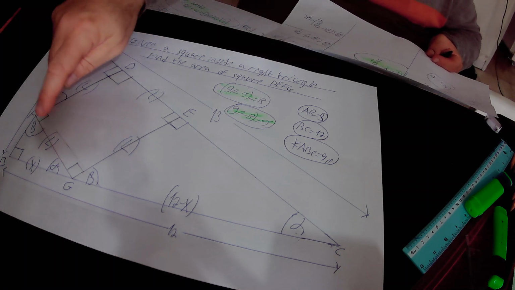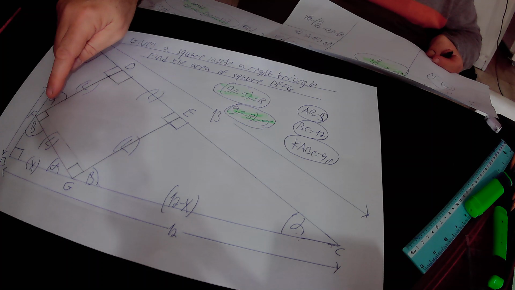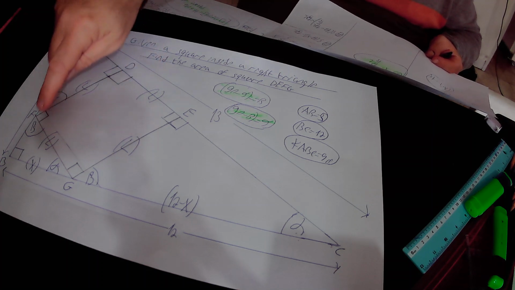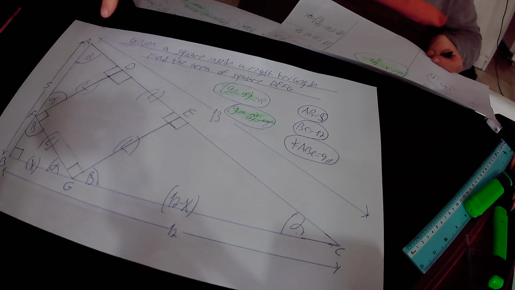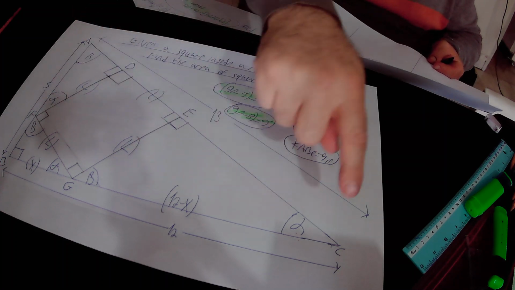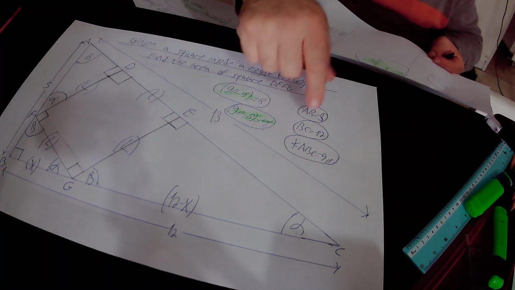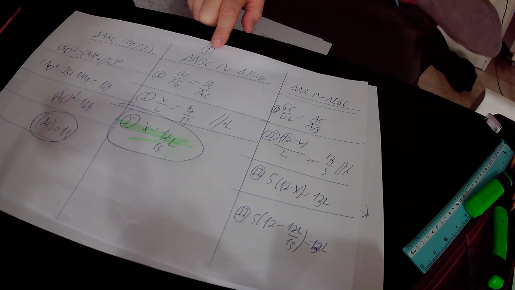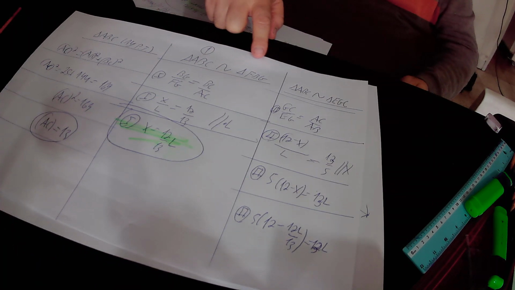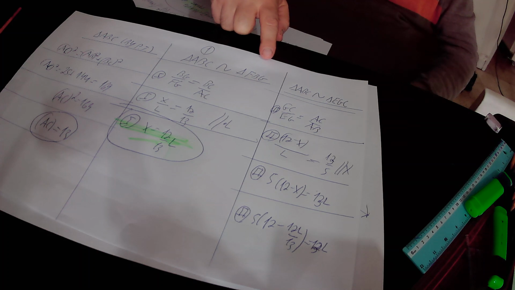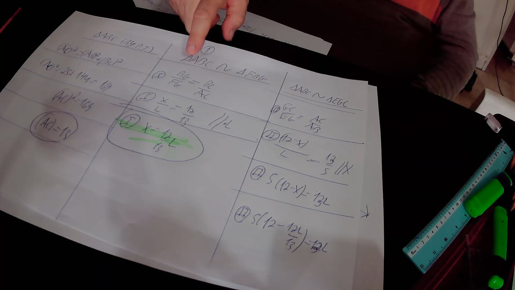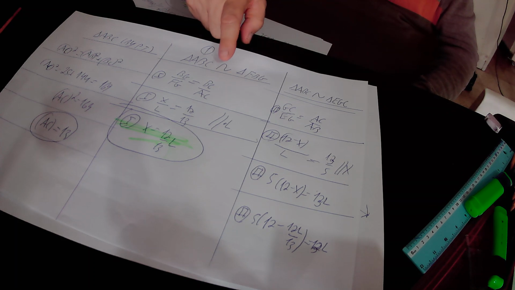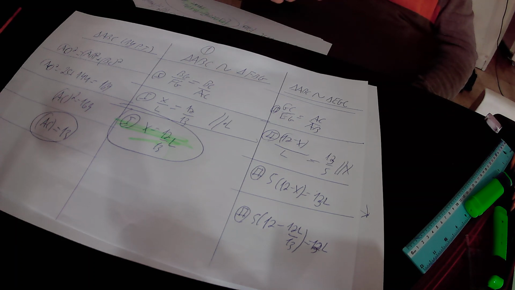Side BG over side FG in the right triangle BGF equals side BC over side AC in the right triangle ABC. I repeat again. Because the big right triangle ABC is similar to the small right triangle FBG, therefore BG over FG in the right triangle BFG must be equal to BC over AC in the right triangle ABC.